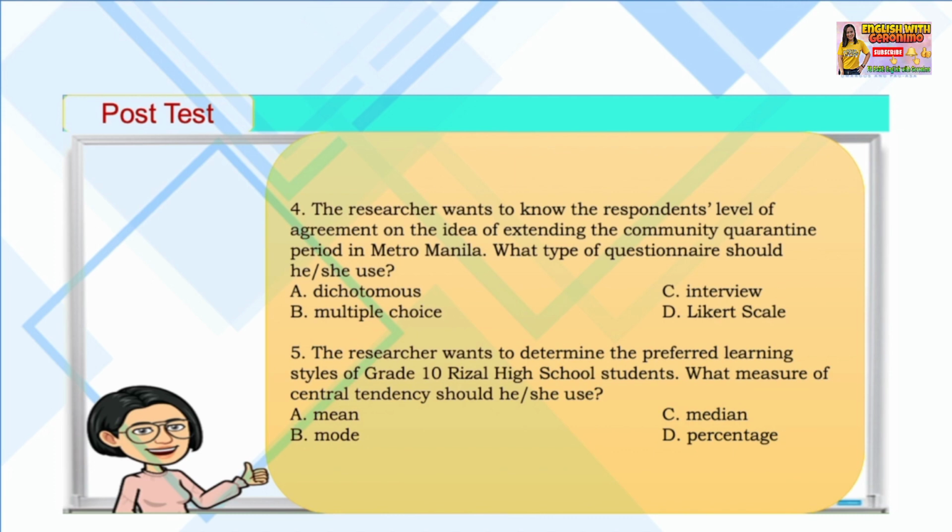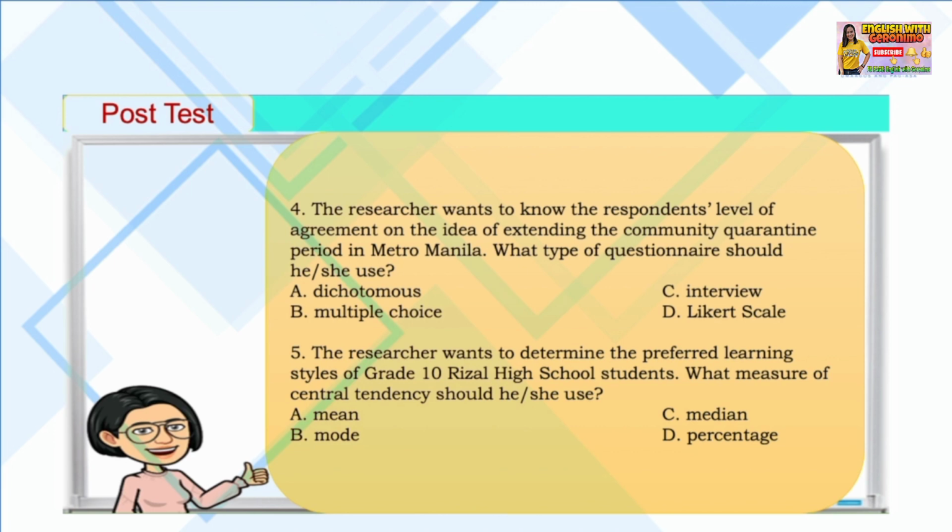Number 4. The researcher wants to know the respondents' level of agreement on the idea of extending the community quarantine period in Metro Manila. What type of questionnaire should he or she use? Letter A. Dichotomous, B. Multiple choice, C. Interview, or letter D. Likert scale.